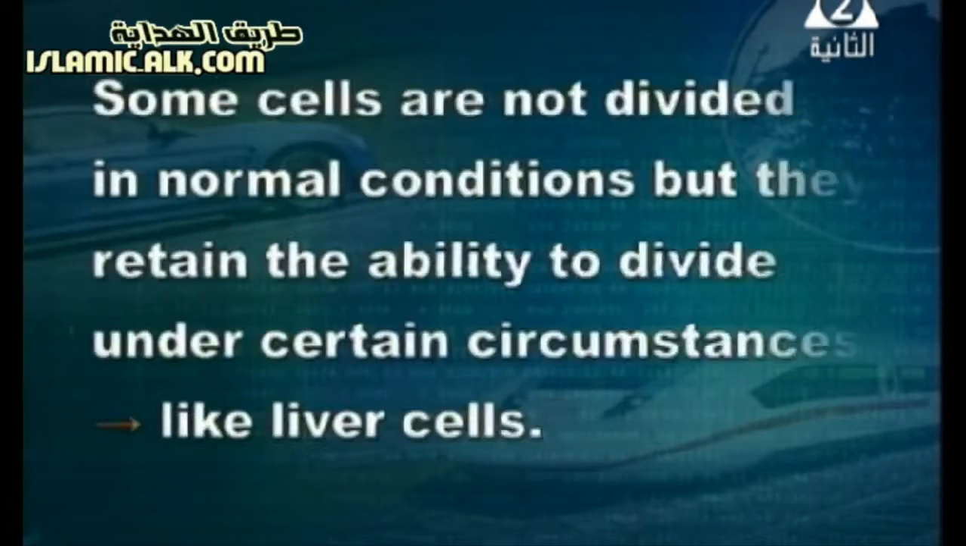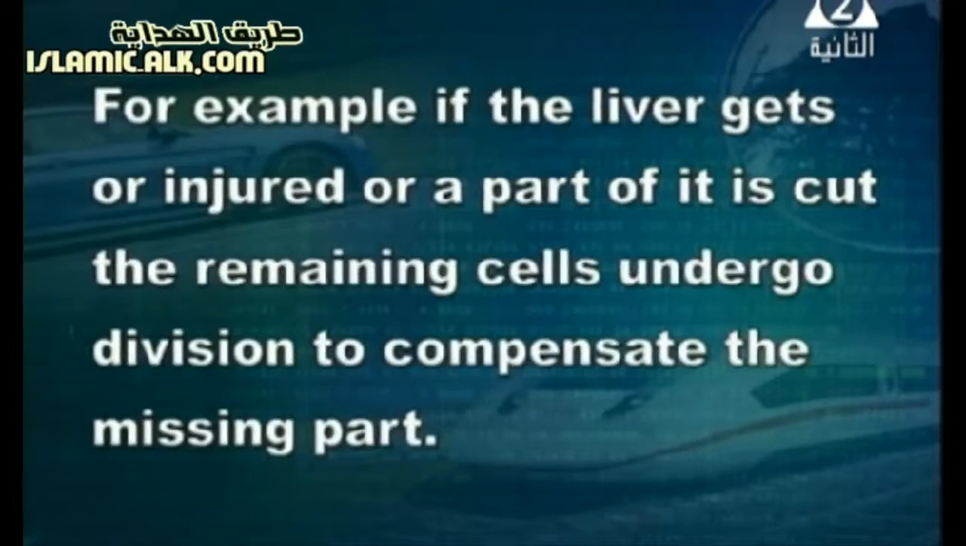But some cells do not divide in normal conditions, yet they retain the ability to divide under certain circumstances, such as the liver cells. For example, if the liver gets injured or a part of it is cut, the remaining cells undergo some divisions to compensate for the missing part. So, if part of the liver cells are damaged, the other normal cells will divide mitotically to compensate for the damaged parts. This division is called mitotic division, as the liver cell is one of the examples of somatic cells in the body of an animal or human.